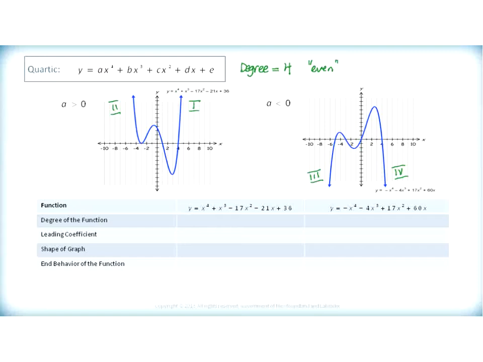The degree of the first function, y equals x to the 4 plus x cubed minus 17x squared minus 21x plus 36. The degree of the function is 4. The leading coefficient, a, is equal to 1. The shape of the graph: when a is greater than 0, note that the graph is in the shape of a W. So it's a W-shaped graph, and the graph extends up into quadrant 1 and up into quadrant 2.